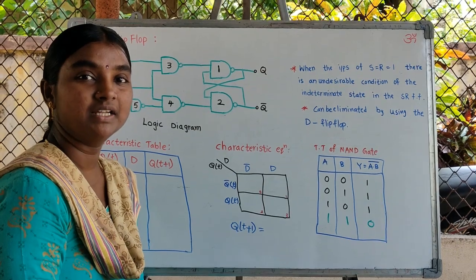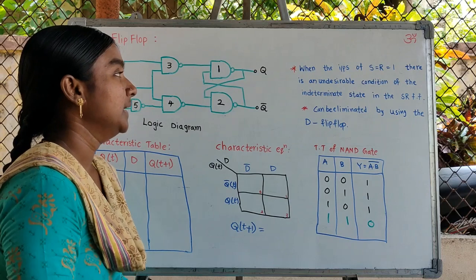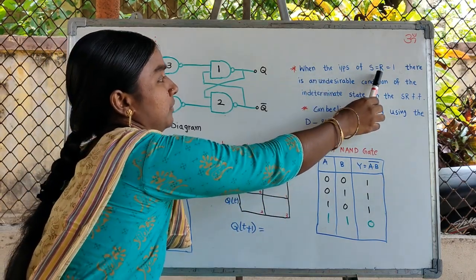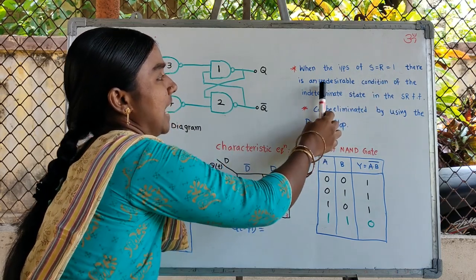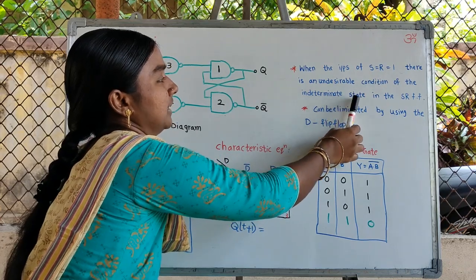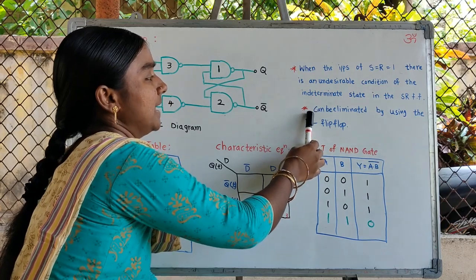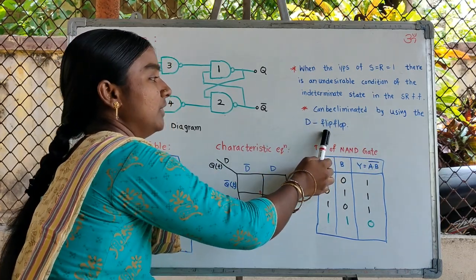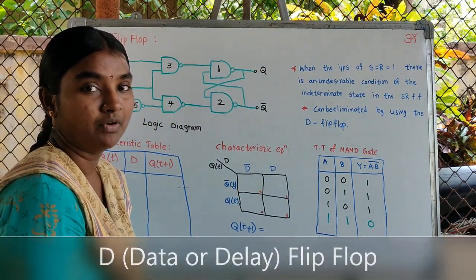In the last lecture, I explained to you about SR flip-flop. In that one, when the inputs of set input pin and reset input pin are equal to 1, there is an undesirable condition of the indeterminate state in the SR flip-flop. This indeterminate state can be eliminated by using the D flip-flop. In this lecture, I will explain to you about D flip-flop.